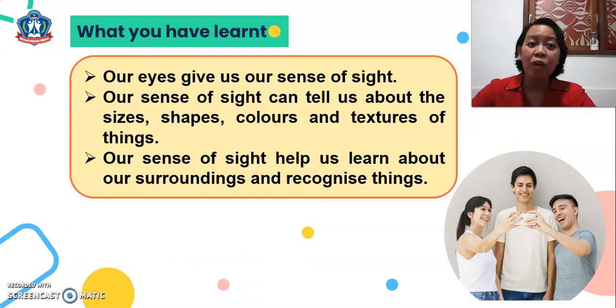Okay, so as a summary, for Lesson A, we have learned that our eyes give us our sense of sight. Our sense of sight can tell us about the sizes, shapes, colors, and textures of things. Our sense of sight helps us learn about our surroundings and recognize things.